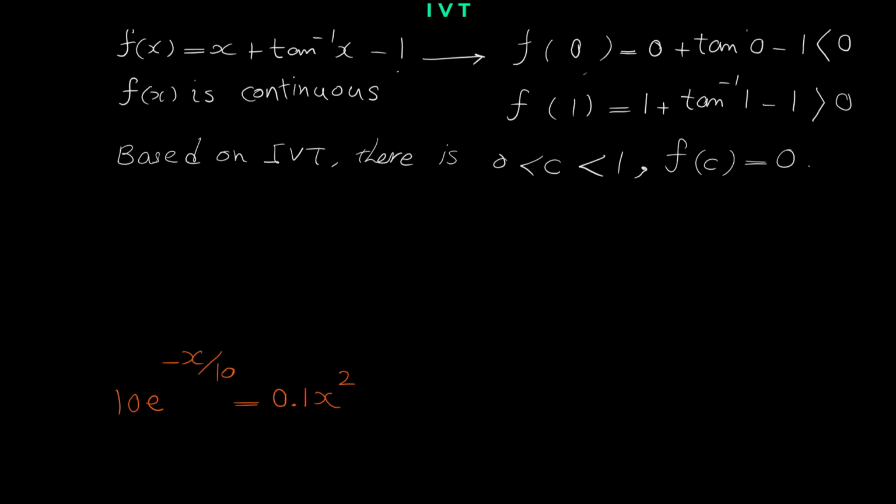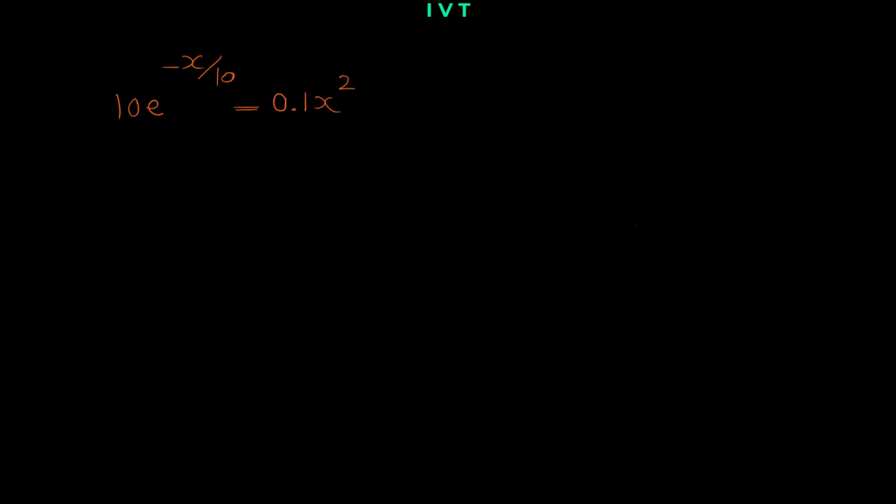Now that we did this question, let's try the next question. Here we have this equation: 10e to the power of negative x over 10 is equal to 0.1 x to the 2. Similar to the previous question, first you have to define a function f of x. And to do so, first move every term in the equation to one side and set it equal to 0.